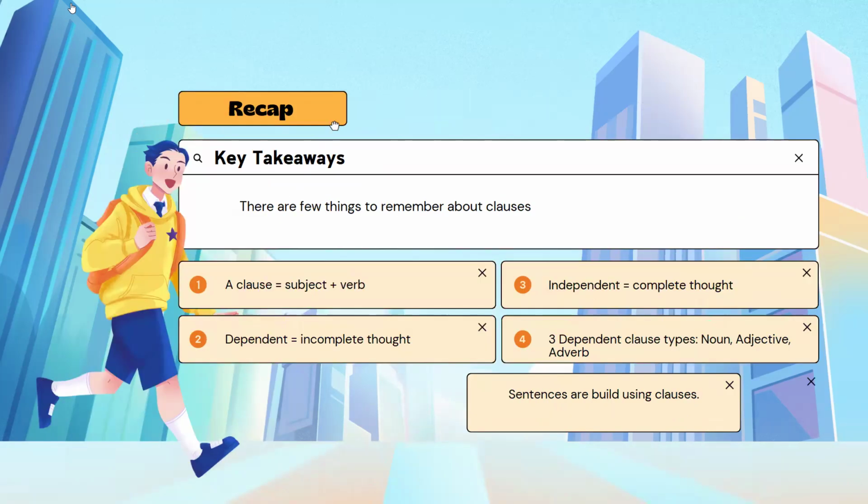Let's quickly review what we learned today. A clause has a subject and a verb. Independent clause makes complete sense. Dependent clause does not stand alone. There are three types of dependent clauses: noun, adjective, and adverb clause. Clauses help us build simple, compound, and complex sentences. You now have the key to unlocking clear, structured, and effective communication.